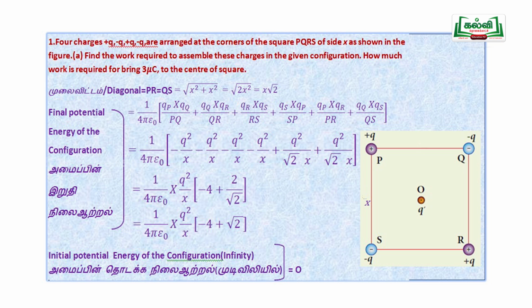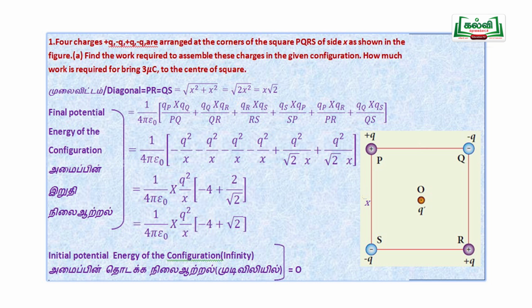The diagonal is very simple, you apply Pythagoras theorem. PR, or QS, can be written as root of x square plus x square, which is nothing but 2x square, which is nothing but x into root 2. So in all the cases you can see 1 by 4 pi epsilon naught into minus Q squared by x.